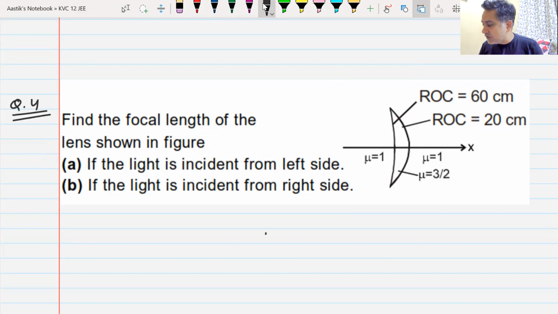I have forgotten the question. I will call it question number 4. Let's see who gets the answer first.